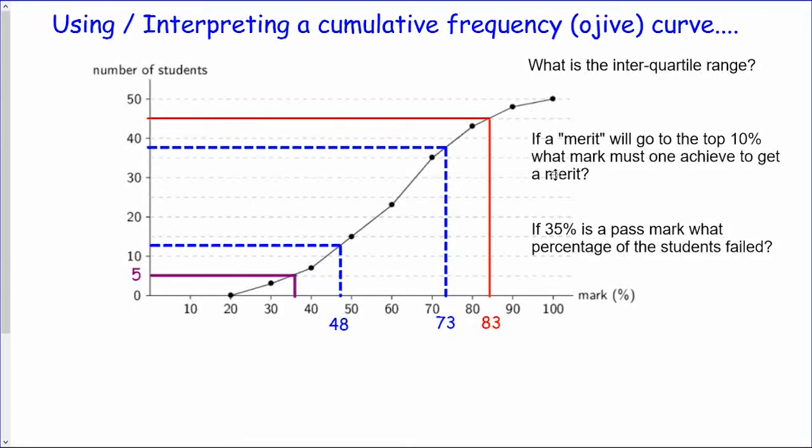All right. So just to answer these questions then, the interquartile range will be 73 minus 45, which is about 25. If a merit mark will go to the top 10%, remember the top 10% are the last 5 pupils, we read off about 83%. And then lastly, if 35% is the pass mark, what percentage of the students failed? Well, 5 out of 50, so about 10%. That's really important skills, that you can read off these cumulative frequency curves.